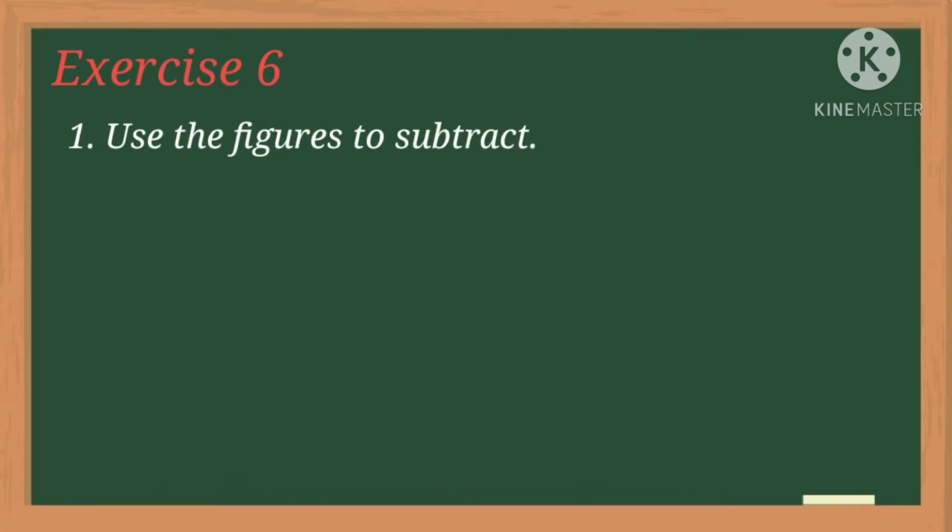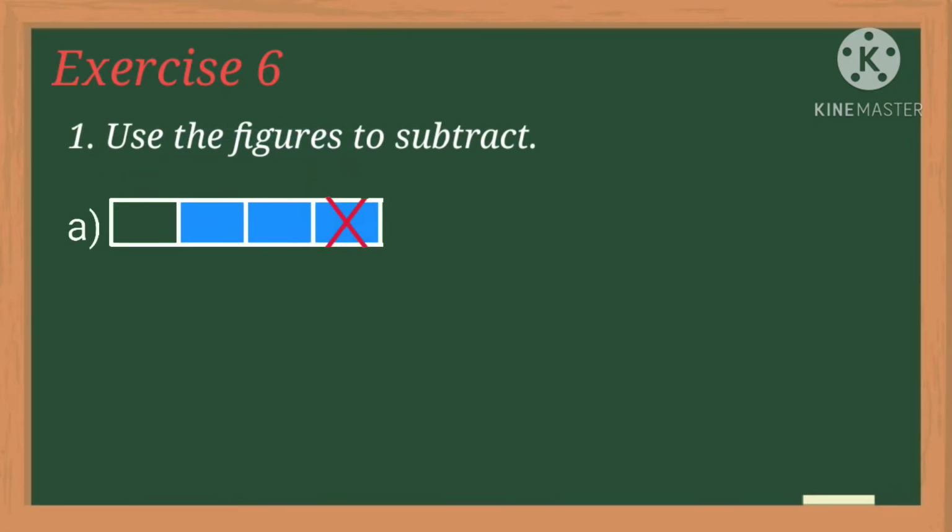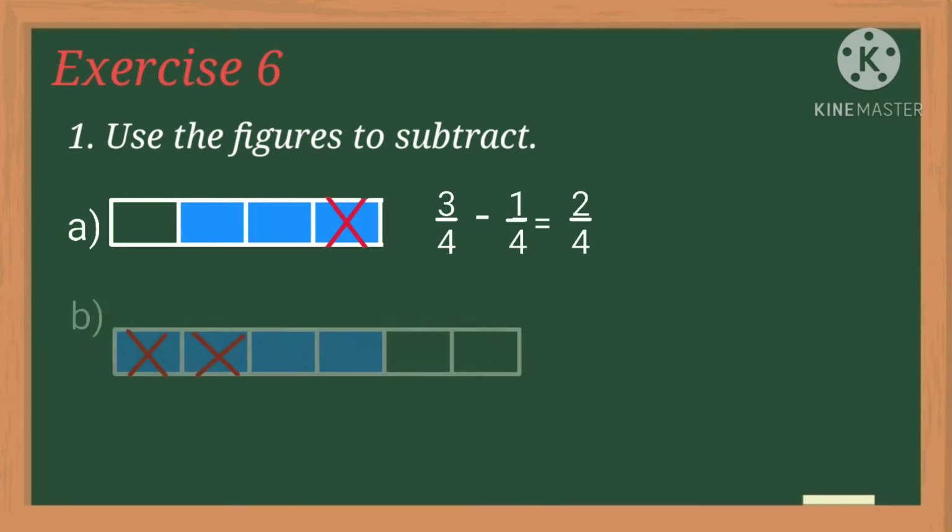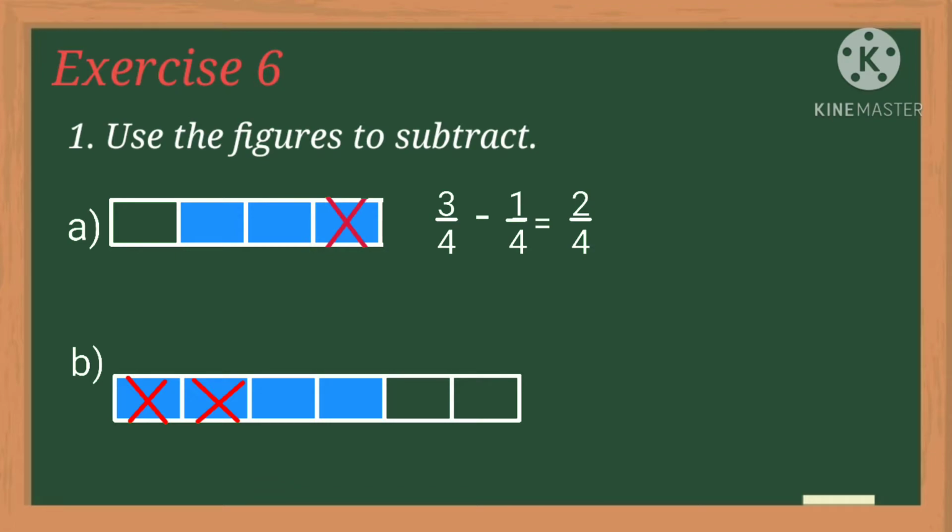The next exercise, use the figures to subtract. 3 are colored and 1 is cancelled. So 3 minus 1, 2 by 4 is the fraction. Here out of 4 colored parts, 2 are removed. So 4 minus 2, that is 2 by 6 is the fraction.